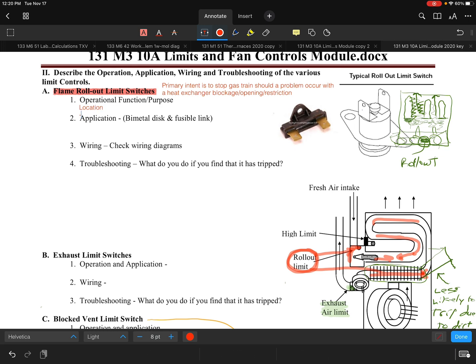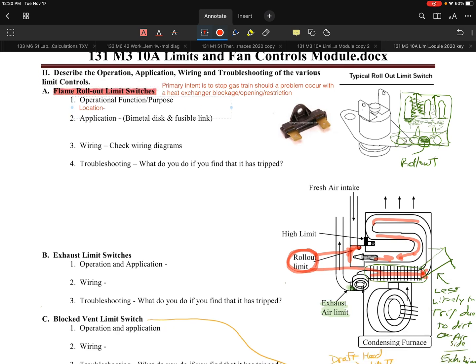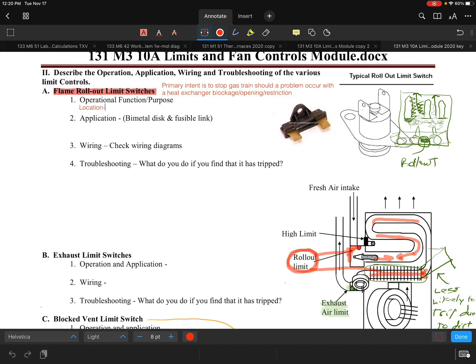Now let's look specifically at the location of this control. Generally they're always located around the entrance to the burners. So that's normally the way I would look at those.